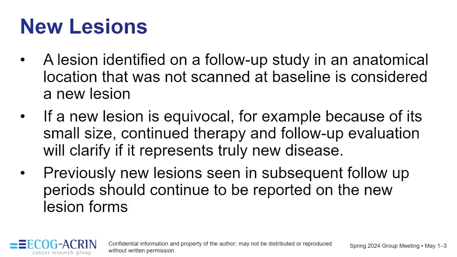A new lesion is a lesion identified on a follow-up study in an anatomical location that was not scanned at baseline. So for example, an MRI is not required at the beginning of a lot of studies, but you may have an MRI in a follow-up evaluation. If the subject has a brain met in that MRI, it is considered a new lesion.